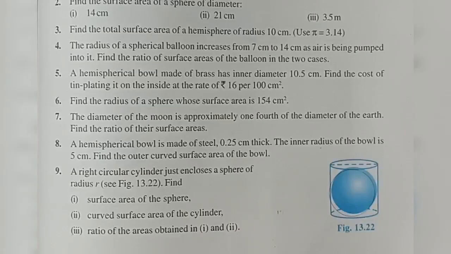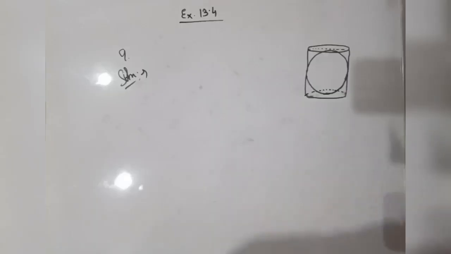Next, exercise 13.4, question number 9, solution. A right circular cylinder just encloses a sphere of radius r. Find, Roman number 1, the surface area of the sphere, Roman number 2, the curved surface area of the cylinder, and Roman number 3, the ratio of the areas between 1 and 2, that is the ratio between the surface area of the sphere to that of the curved surface area of the cylinder.